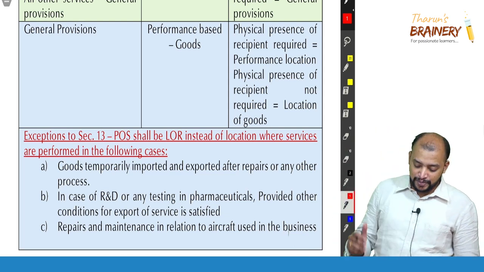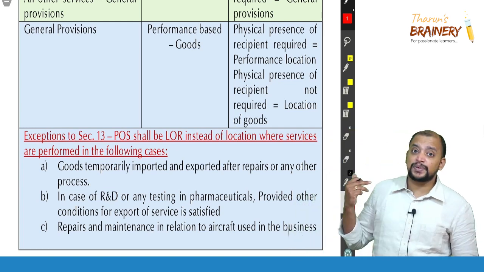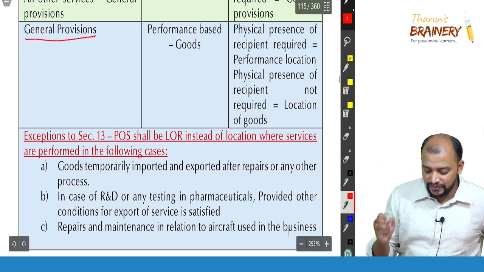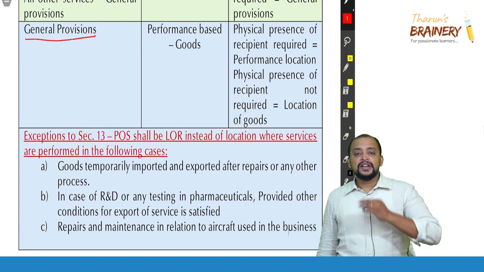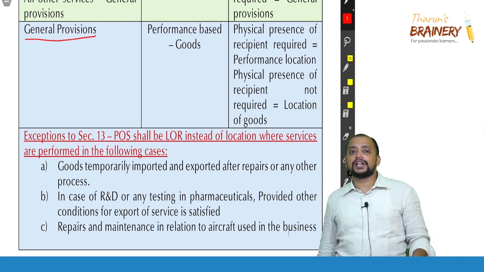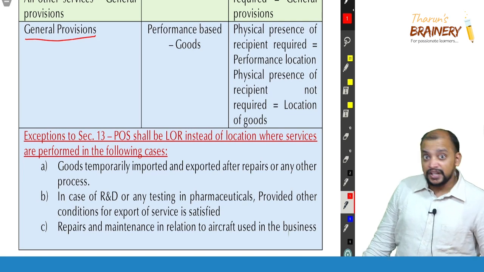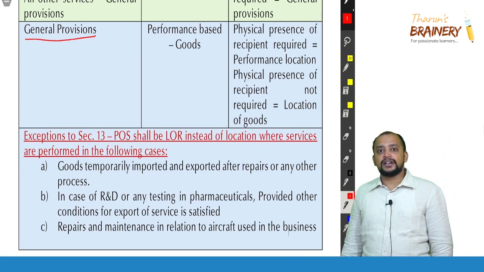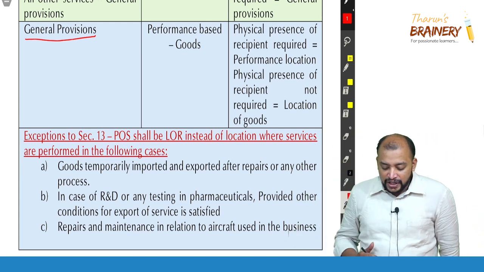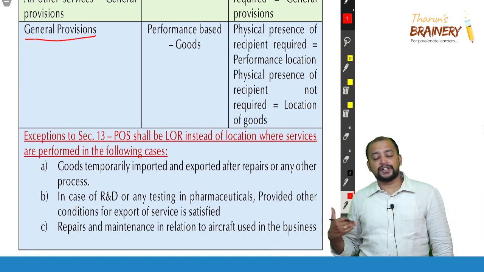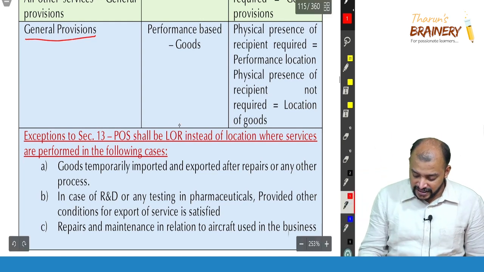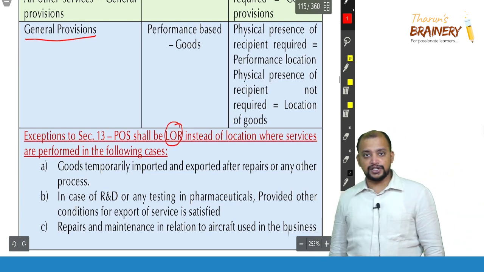Now in case of performance based service in relation to goods, check whether physical presence of the goods is required or not. If it is section 12, always general provisions, no doubt. If it is section 13, you need to check whether physical presence of the goods is required or not. If physical presence of the goods is required, then we take the location where the service is actually performed. If physical presence of the goods is not required, then we take the location of the goods. Now, there are some exceptions. If goods are temporarily imported and exported after repairs or any other process, then we take the location of recipient as the place of supply instead of the location where service is actually performed.